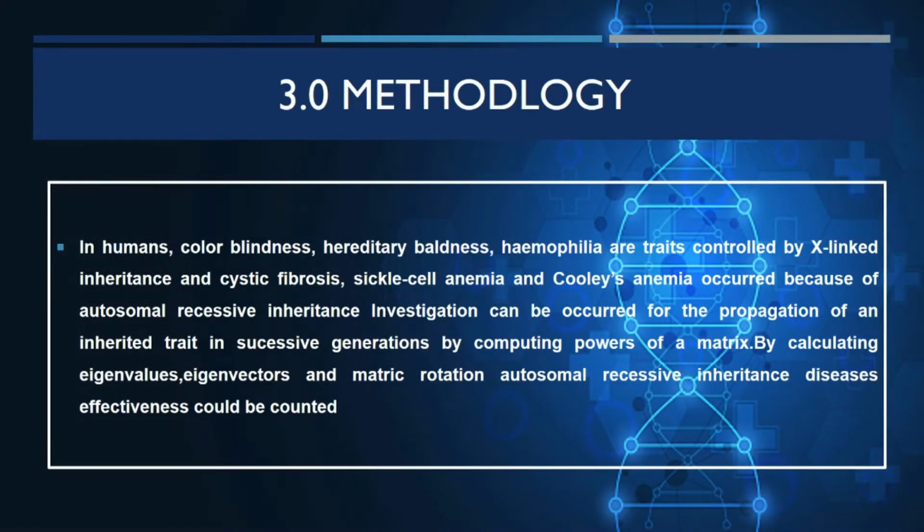The methodology. In humans, colorblindness, hereditary baldness, and hemophilia are traits controlled by X-linked inheritance, and cystic fibrosis, sickle cell anemia, and Cooley's anemia occur because of autosomal recessive inheritance. Investigation of the propagation of inherited traits in successive generations can be done by computing powers of a matrix. By calculating eigenvalues, eigenvectors, and matrix diagonalization, the effects of autosomal recessive inheritance diseases can be found.